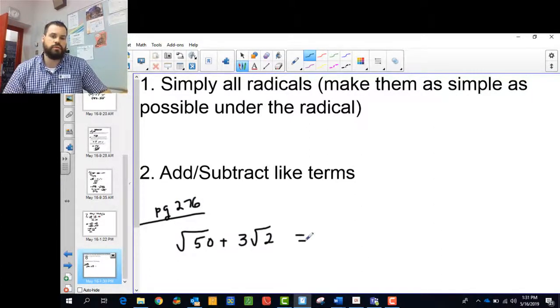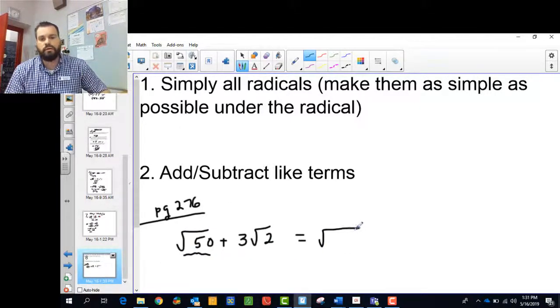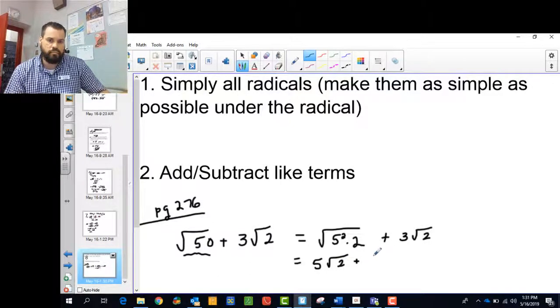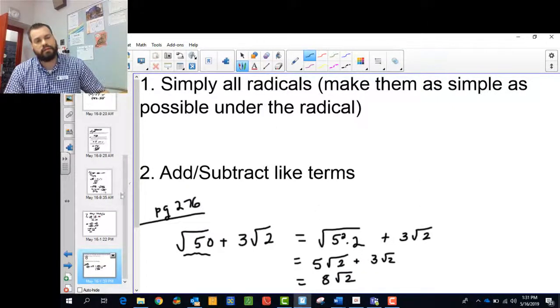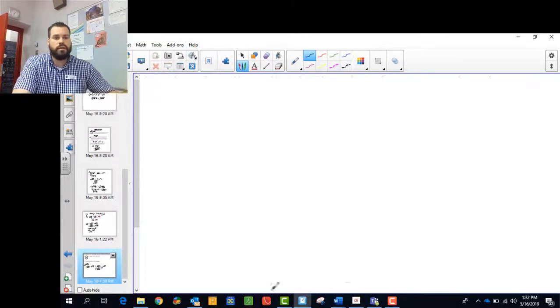And so what we have to do first, we try to simplify as much as we can. Root 50, we can simplify that because we can write it as 5 squared times 2, because it's 25 times 2, and then plus 3 root 2, which makes this then 5 root 2 plus 3 root 2, and finally we can then add them and get 8 root 2. So that's the concept of adding and subtracting radicals. You just find the like terms by simplifying and then add them together. Okay, so let's look at another example.